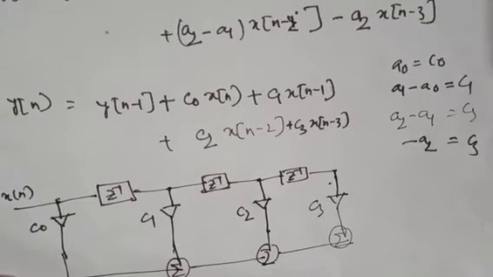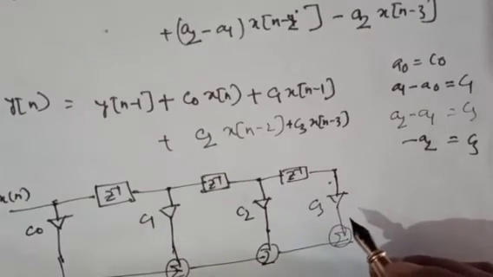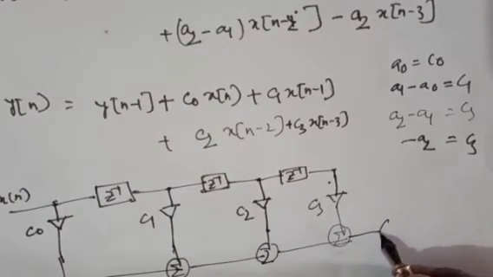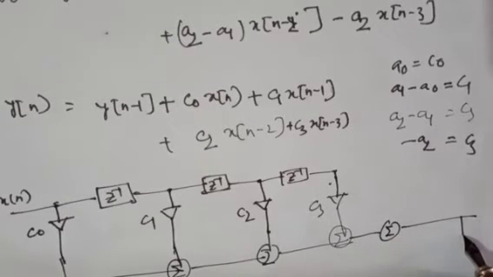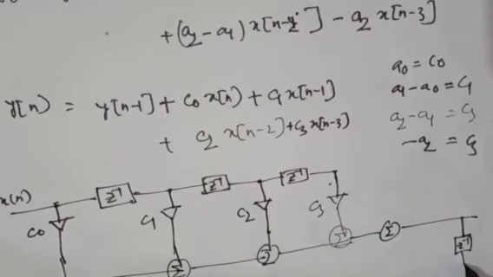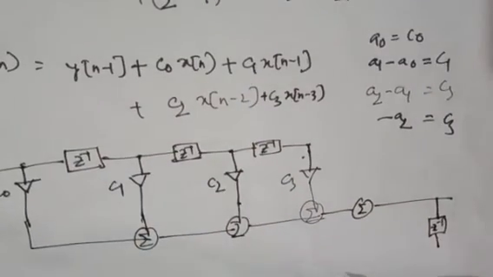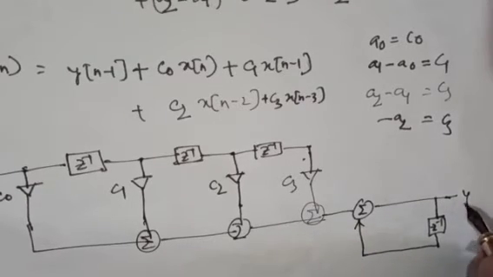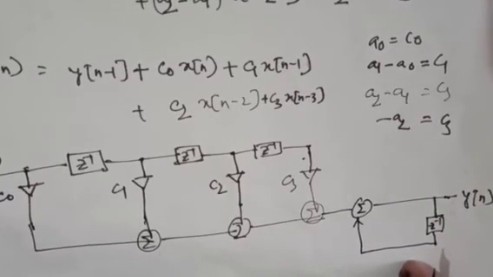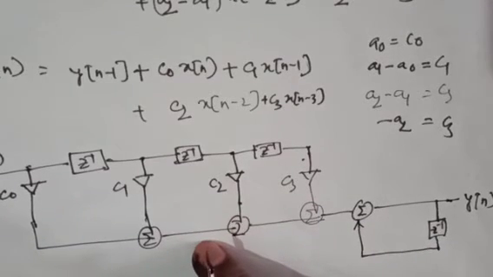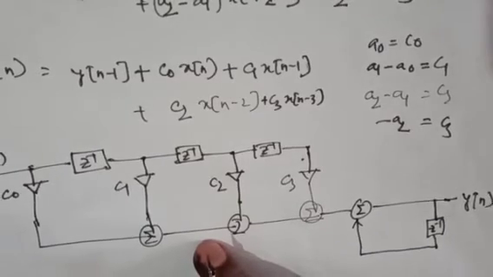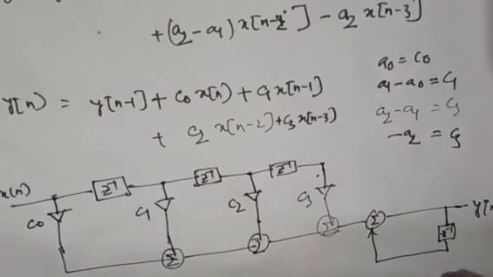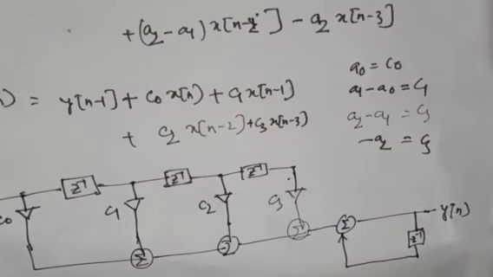Okay, then y of n minus 1 is being added, so this is your y of n, and then Z inverse, and there is no weight, so it is added here. So finally this y of n. So due to this feedback, it becomes recursive realization. Okay, recursive realization.